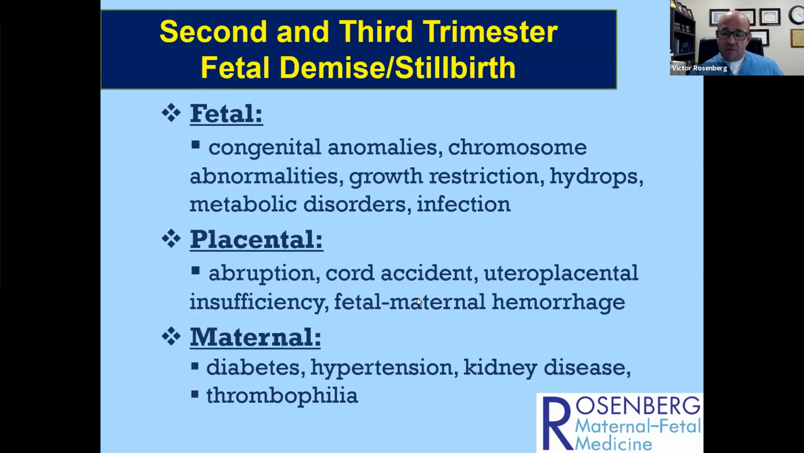And then lastly, we talk about maternal conditions. What if the mother has uncontrolled diabetes or high blood pressure, hypertension, kidney disease, and that could sometimes not allow a pregnancy to develop normally. And then lastly, this category of thrombophilia or clotting disorders, which can be associated with miscarriages in the second or third trimester.